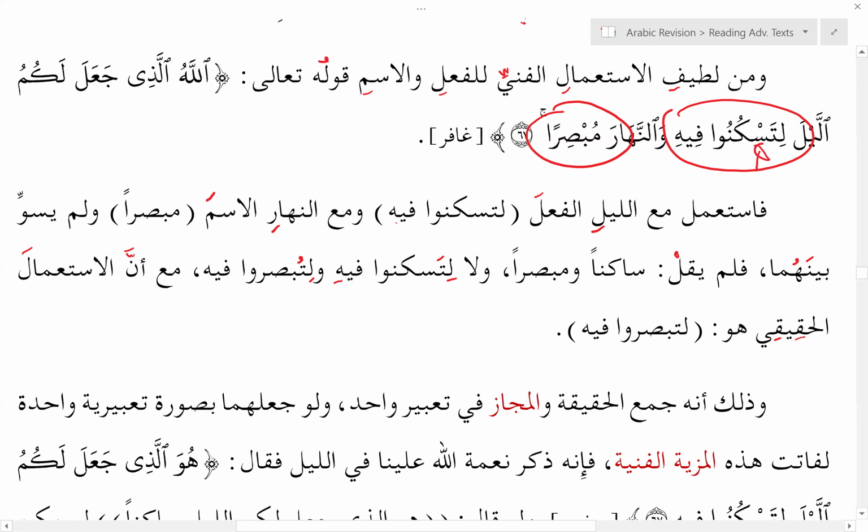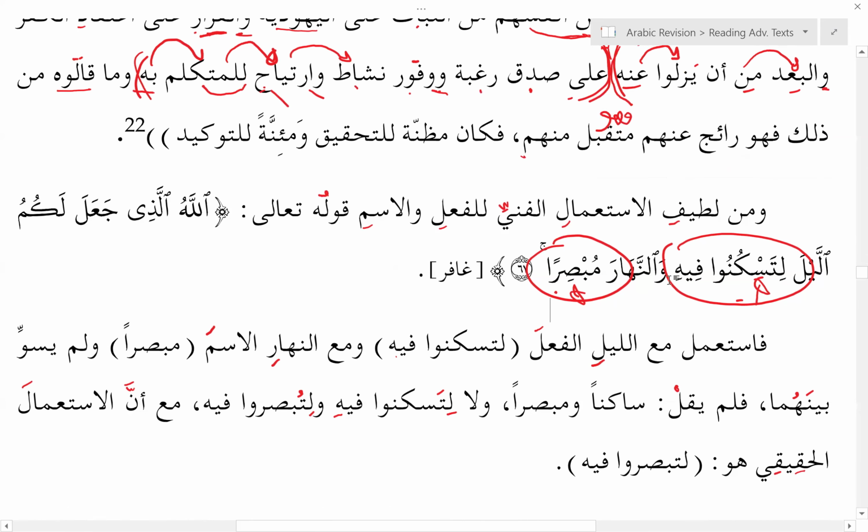So here he did not say ساكنا and مبصرا, making them both اسms, ولا لتسكنوا فيه ولتبصروا فيه, or make both of them فعلs, لتسكنوا لتبصروا. مع أن الاستعمال الحقيقي هو لتبصروا فيه, given the fact that the realistic way of saying it would have been لتبصروا فيه. So الليل لتسكنوا فيه والنهار لتبصروا فيه makes more sense. That's the more realistic way of saying it. Yeah, so that's what he's saying.